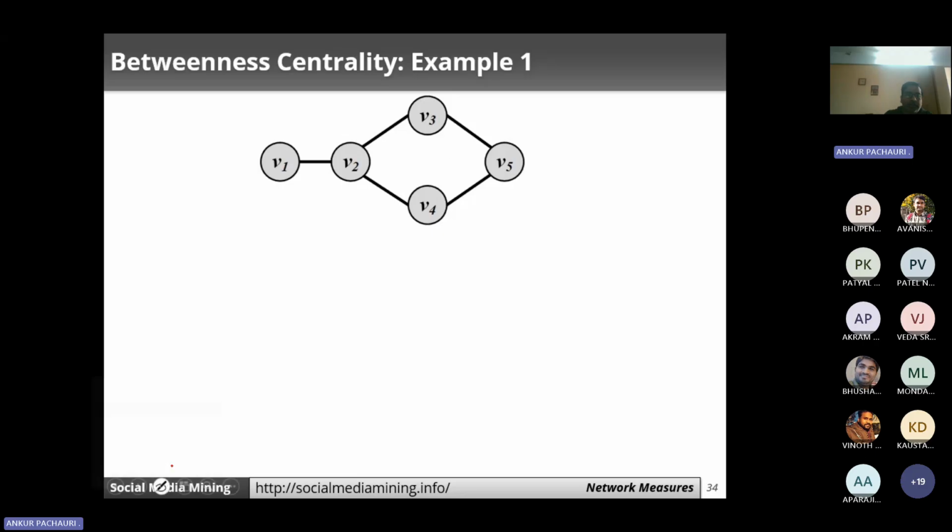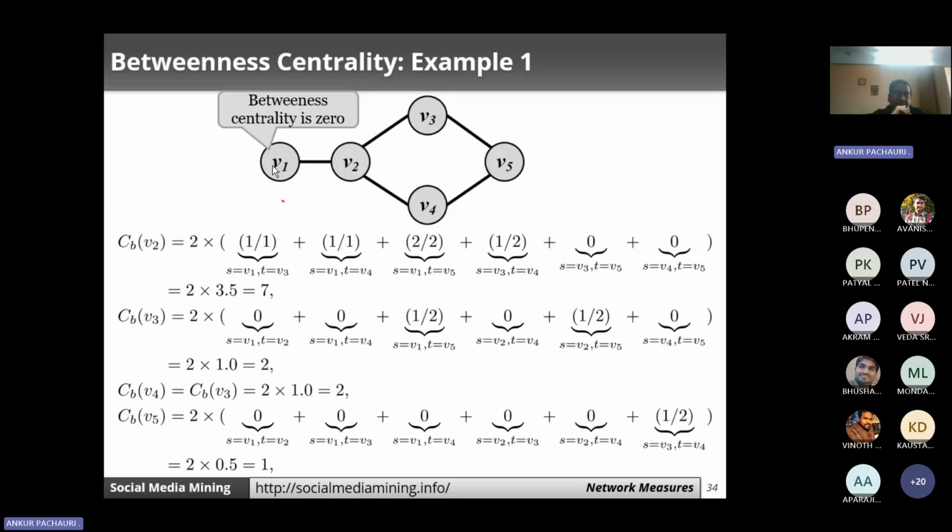So that means if my graph contains a number of pendant vertices, hanging nodes, all the hanging nodes will have a betweenness centrality equal to 0. I need not find out the betweenness centrality for those nodes. But for the others, I'll have to find out the betweenness centrality for 2, 3, 4, and 5.